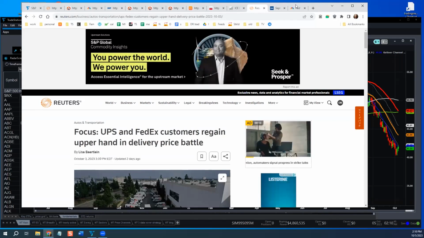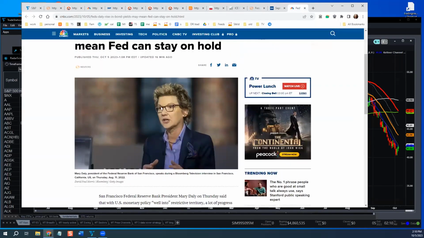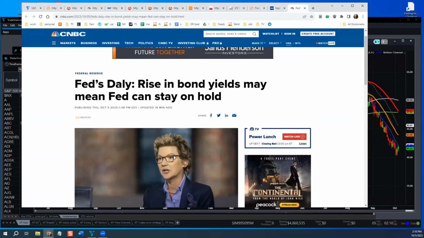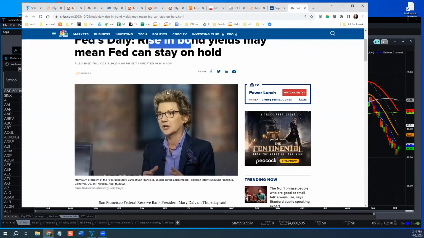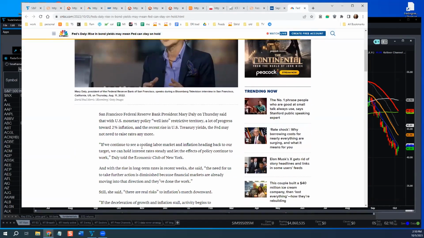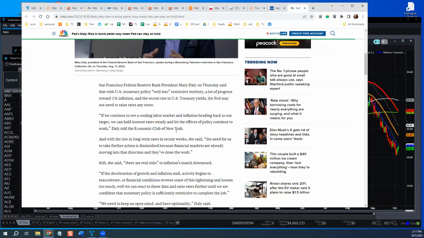So it's interesting today that here comes Mary Daly. Now, she's no longer a voter at the Fed, but she's interesting just saying this. The rise in bond yields might mean the Fed can stay on hold. And what's interesting she's saying here is the need to take further action is diminished because financial markets are moving in the direction and they've done the work.